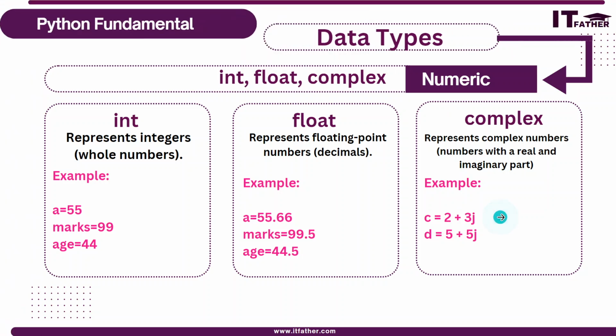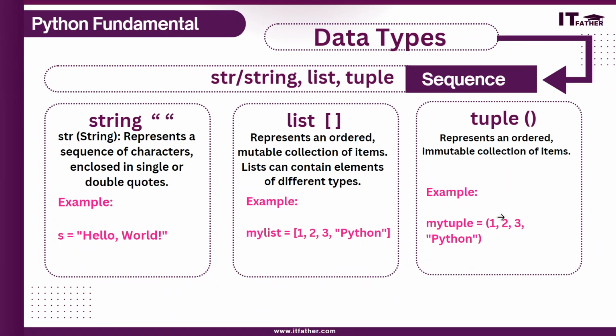Now next we have string, a sequence type of data. Under the sequence type of data, we have string, list, and tuple. String is a part of many other programming languages, but list and tuple are very powerful types of sequential data in Python, which provide a lot of good capabilities for programmers.